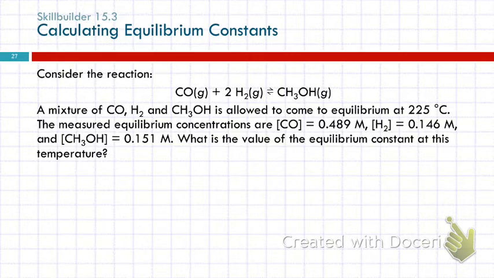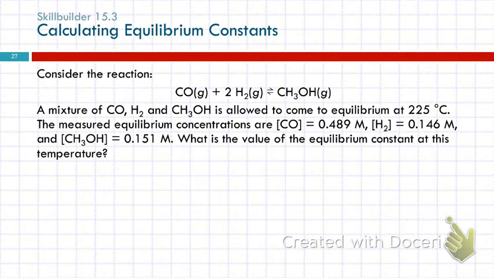So let's look at this reaction. We've got a mixture of carbon monoxide and hydrogen, and this can form methanol. This temperature here is just for information. We don't need that in the calculation. Here are the measured equilibrium concentrations. They're just handed to us there. What's the value of the equilibrium constant?